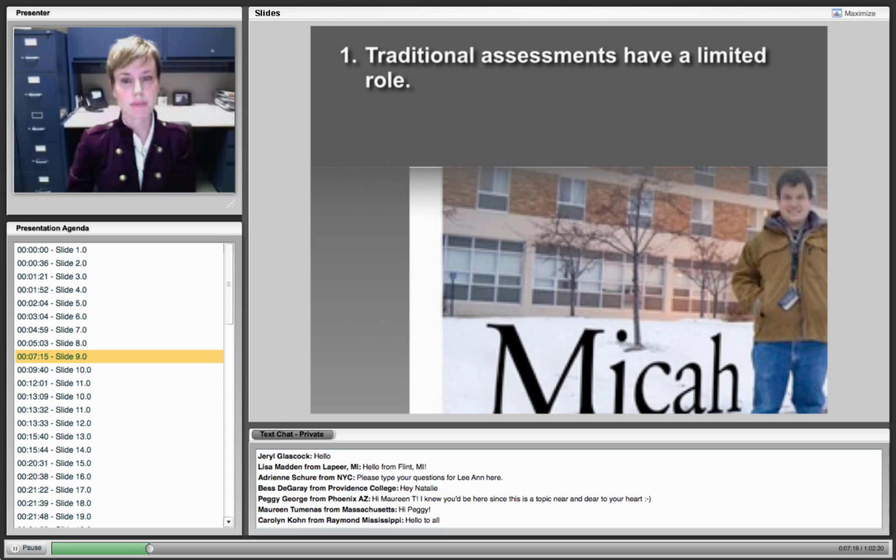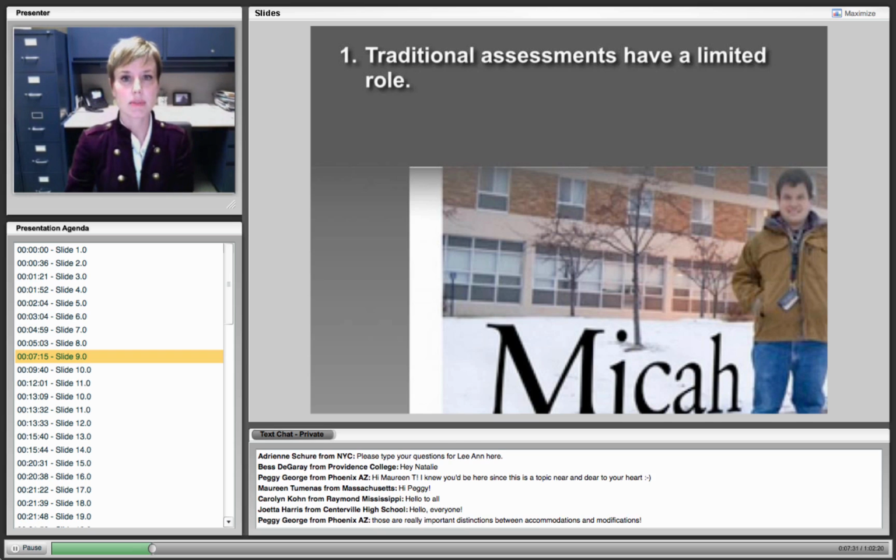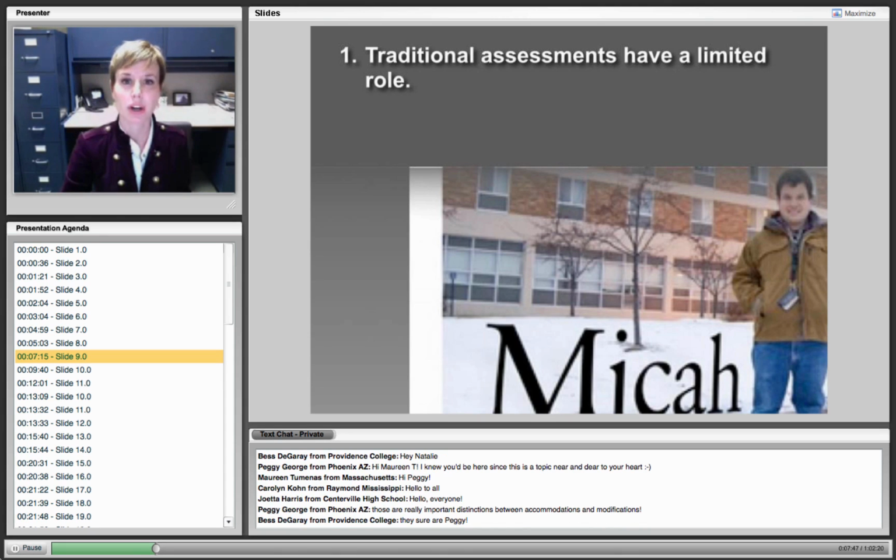The first piece of setting a solid foundation of assessment is that we have to understand that traditional assessments have a limited role. So often for those students who have disabilities, we test them. We test them to make sure that they qualify for special education, for example. But it's important to never allow that traditional measure to limit what we go for in the general education classroom.